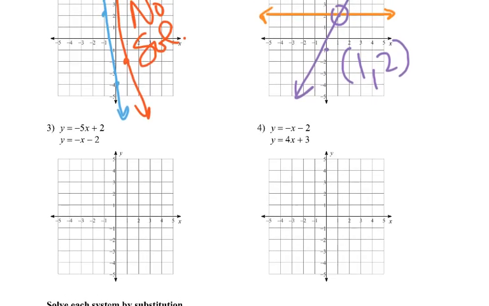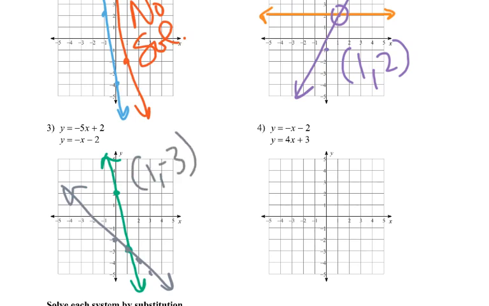Okay, number 3. +2, slope of -5, down 5, to the right 1. Okay, then start at -2, slope of -1, down 1 to the right 1. I can see right there, one solution, and that is at 1, -3, because that's where they intersect.